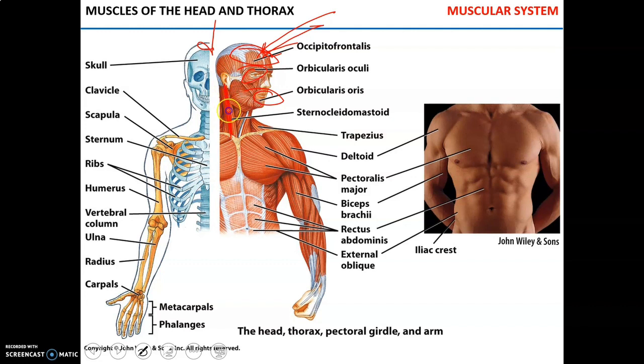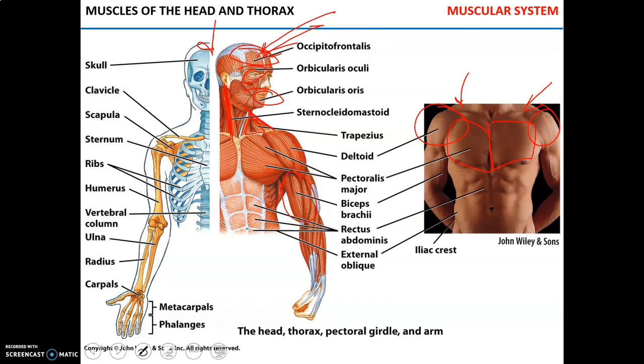The muscle that moves your head, flexes your neck and moves it left and right is called sternocleidomastoid. And the muscle that allows you to elevate your shoulders, see it right here, is called the trapezius muscle. The deltoid muscle is responsible for the abduction of an arm. Pectoralis major is the main muscle that flexes your shoulders.